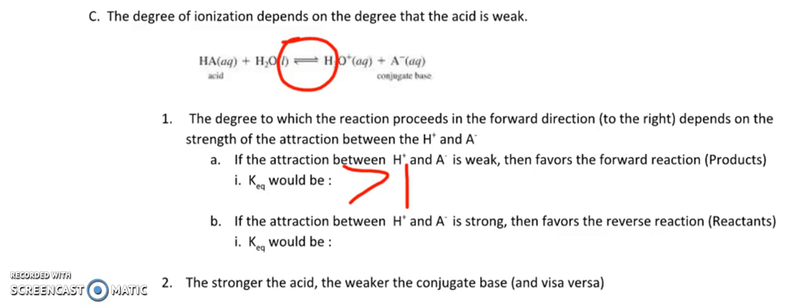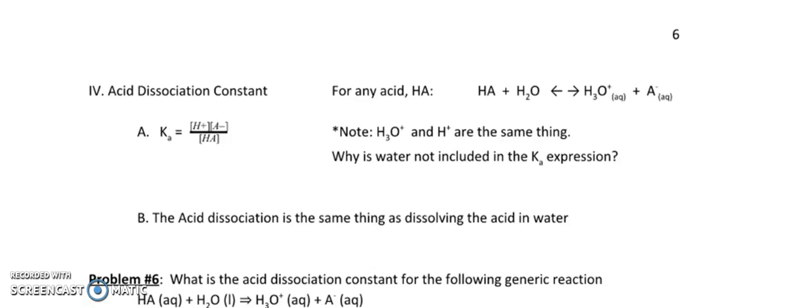So what if the attraction between H plus and A minus is strong? It favors the reverse reaction. So what will the K equilibrium be here? It'll be less than 1. Okay? The stronger the acid, the weaker the conjugate base. Make sure you got that, okay? So we're getting a little bit of foreshadowing here. We had the Kp and the Kc. Now we have a Ka. All right, and that's your acid dissociation constant.